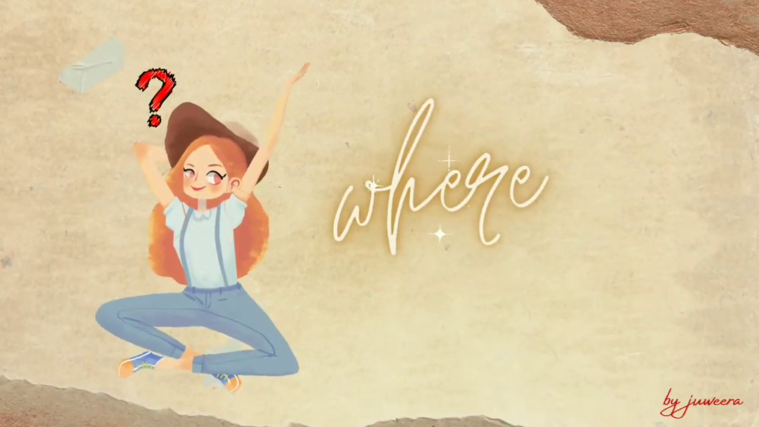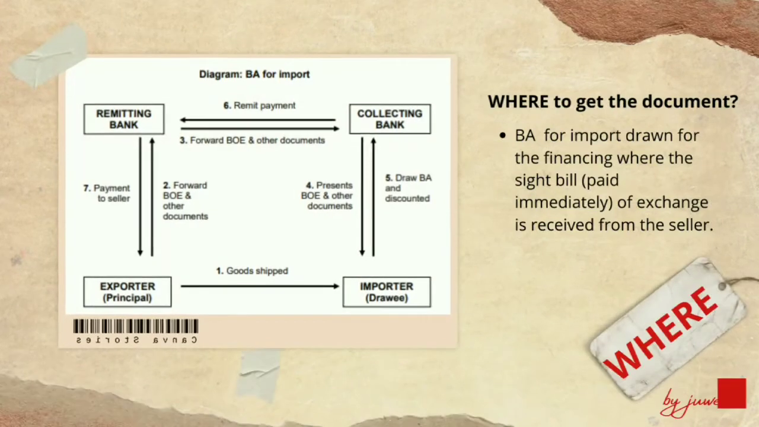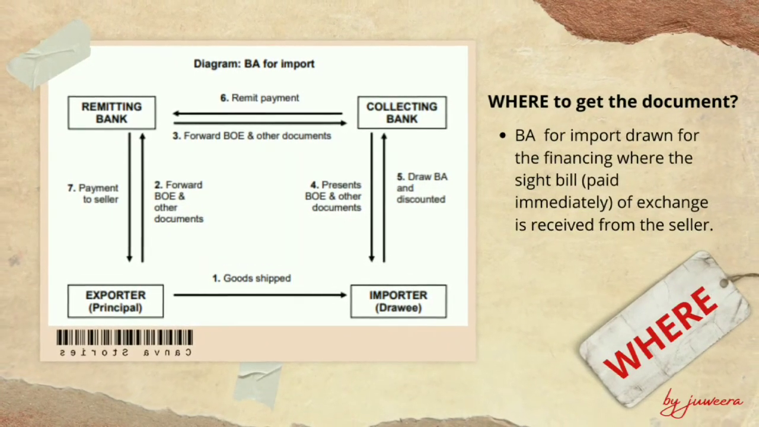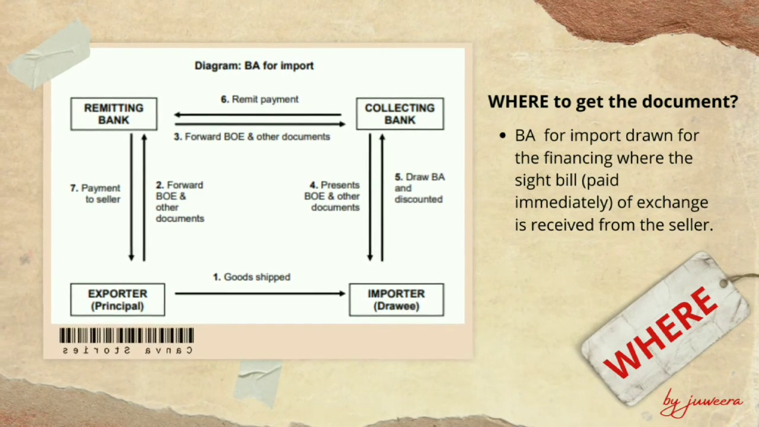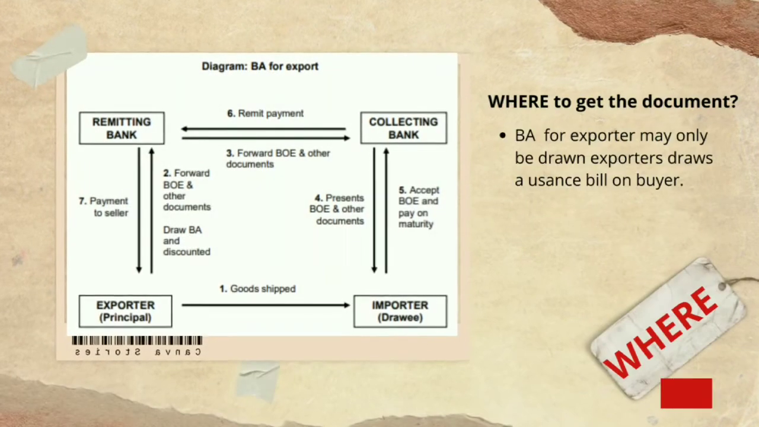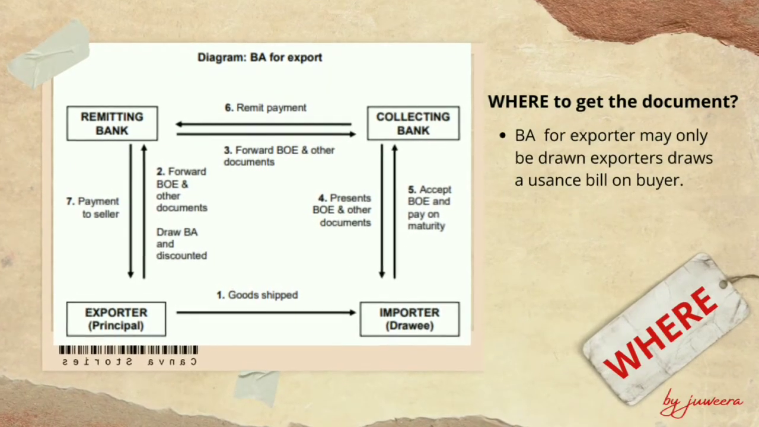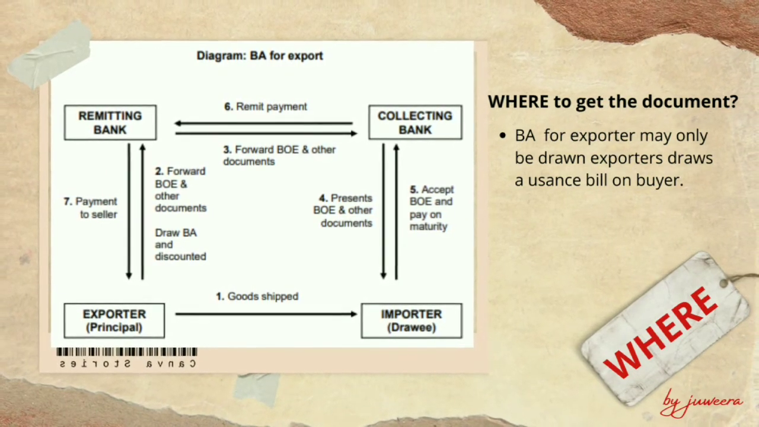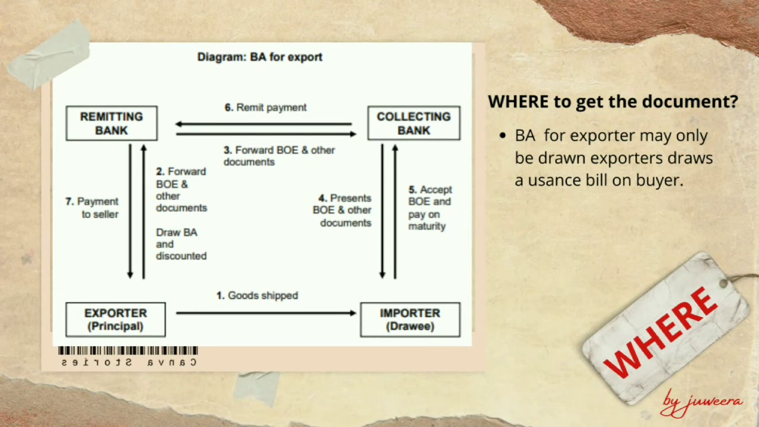Third is where. Where to get the document. BA for import is drawn for the financing where the sight bill is paid immediately after the bill of exchange is received from the seller. Where to get the document for BA for export: it may only be drawn when the exporter draws a usance bill on the buyer.